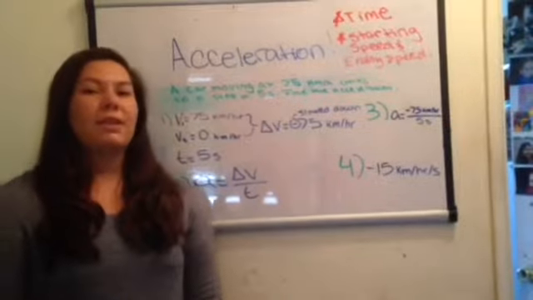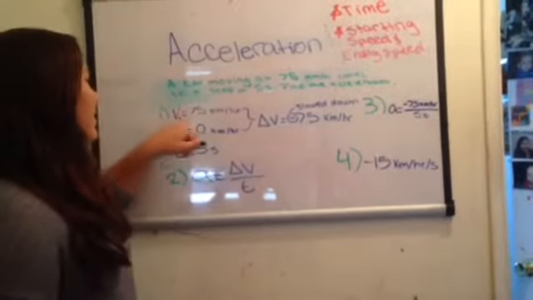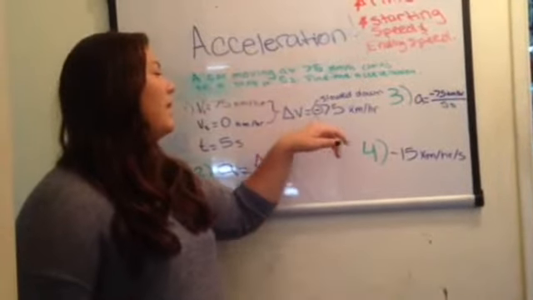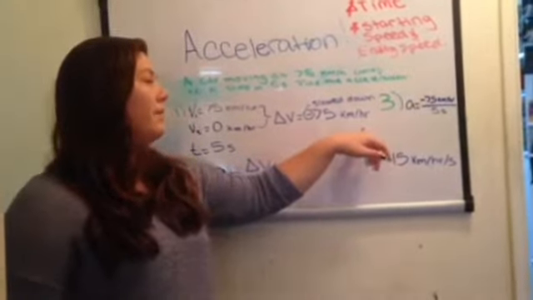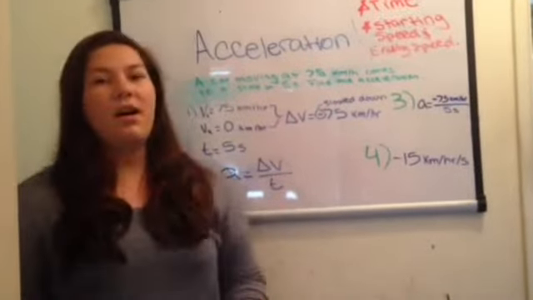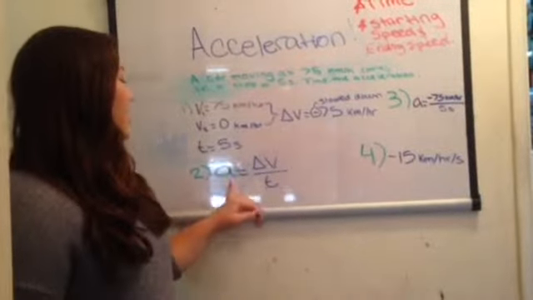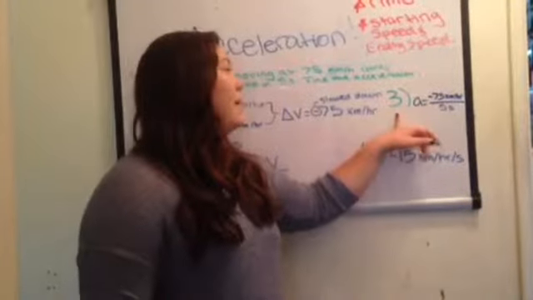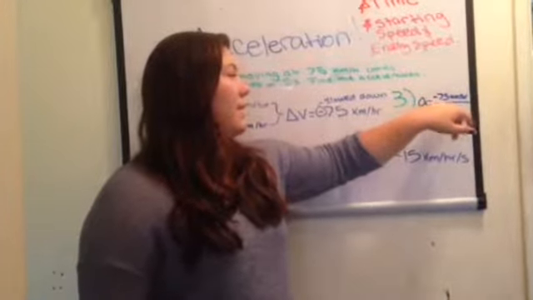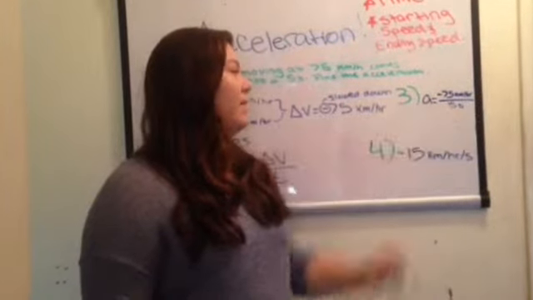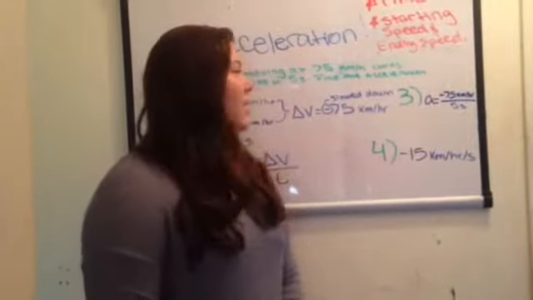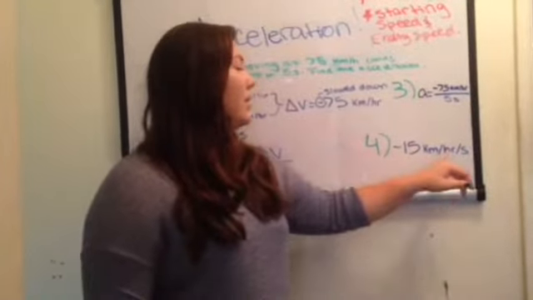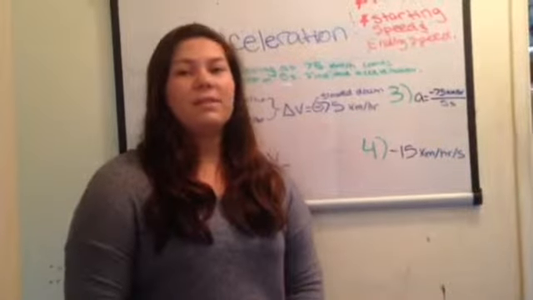seconds. Find the acceleration. The first step is to find the difference between 75 and 0. Because it's going down 75, the change in velocity would be negative 75 kilometers per hour. The second step is to find the equation of acceleration, which is acceleration equals the change in velocity divided by time. The third step is to plug in the numbers. A equals negative 75 kilometers per hour divided by 5 seconds. The fourth is to solve the equation. Negative 75 kilometers per hour divided by 5 seconds is negative 15 kilometers per hour per second. Don't forget the units.